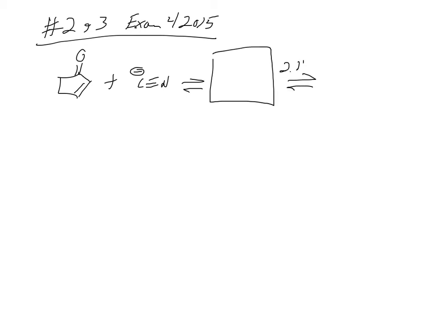Right. Number 2 and 3 from the exam for 2015. Okay. So the first, what we have is you're shown these two things. Box number 2, H plus, and the final product is shown here. Right?